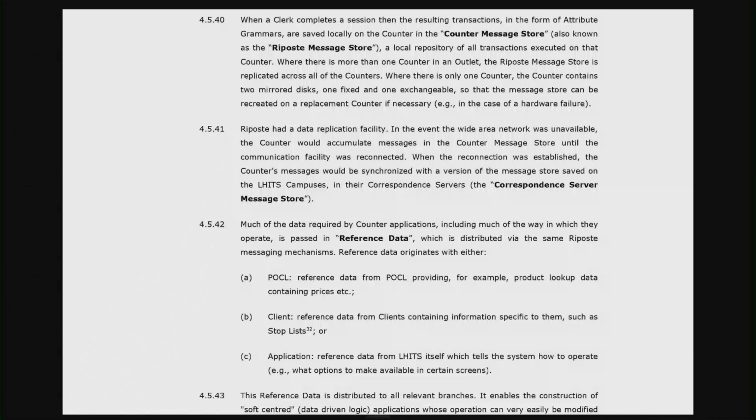After that sentence, you say where there is more than one counter in an outlet, the Riposte message store is replicated across all the counters. Where there's only one counter, the counter contains two mirrored disks, one fixed and one exchangeable, so that the message store can be recreated on a replacement counter if necessary. Can you just explain that, please?